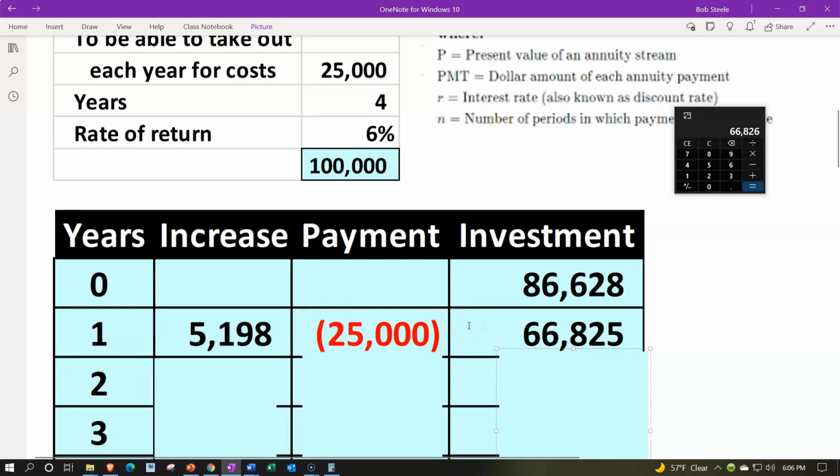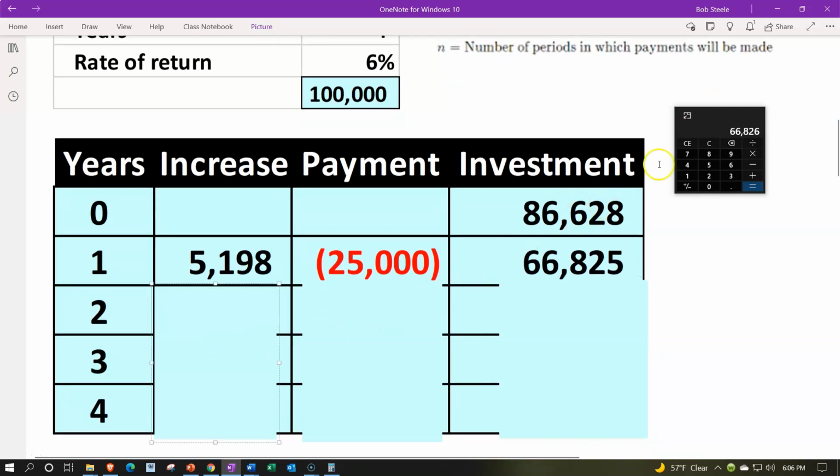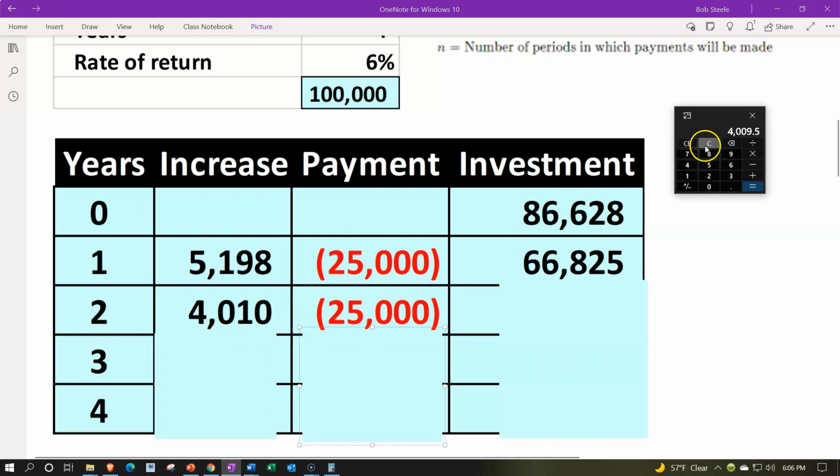As the investment goes down, it's going to generate less money or less revenue each period, given the fact that there's less money invested. So then we have this amount, the 66,825. We're going to multiply that times 0.06. That's going to give us the 4,009, 4,010 about. Then we're taking out another 25,000. So we then have the 66,825 plus the 4,010 about minus the 25,000. That leaves us with only the 44,835 about left.